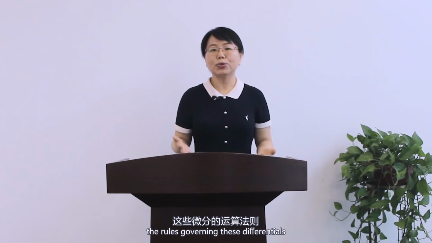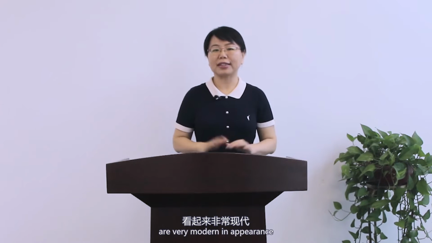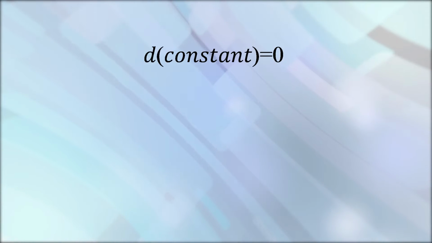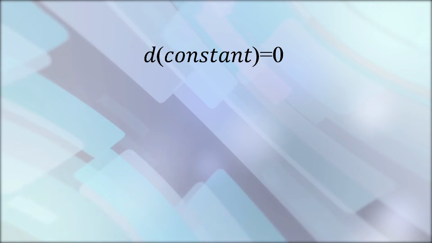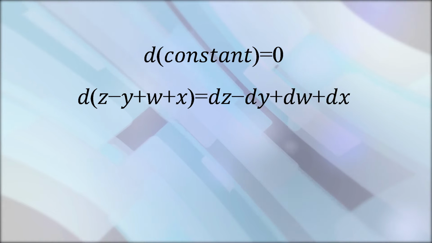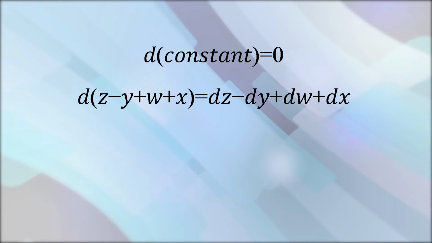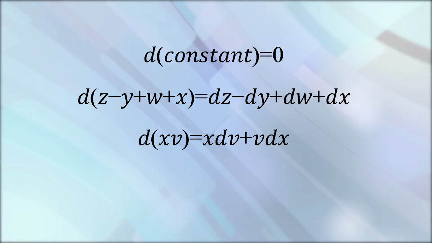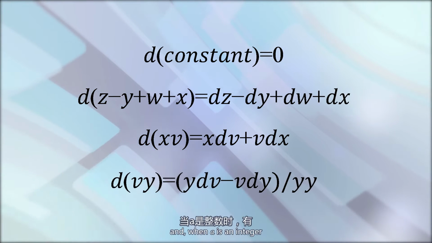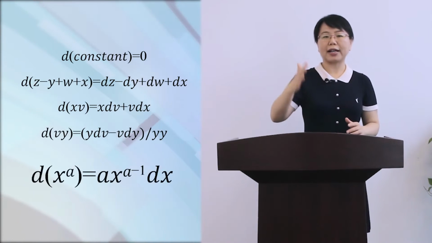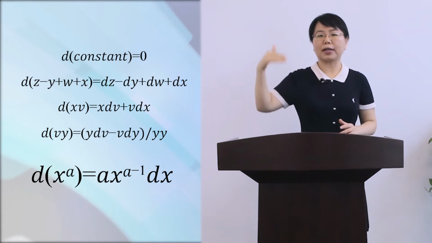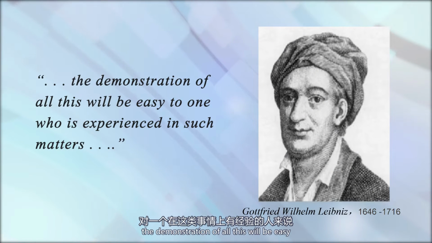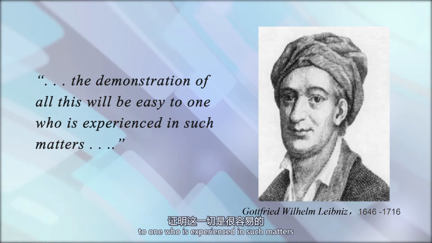As a result, the rules governing these differentials are very modern in appearance, such as the differential of a constant equals 0, the differential of z minus y plus w plus x is equal to dz minus dy plus dw plus dx, and the differential of xv is equal to x times dv plus v times dx, and so on, such as when a is an integer, the differential of x to the a-th power is equal to a times x to the a minus 1 times dx. Leibniz states these rules without proof. He said that the demonstration of all this will be easy to one who is experienced in such matters.